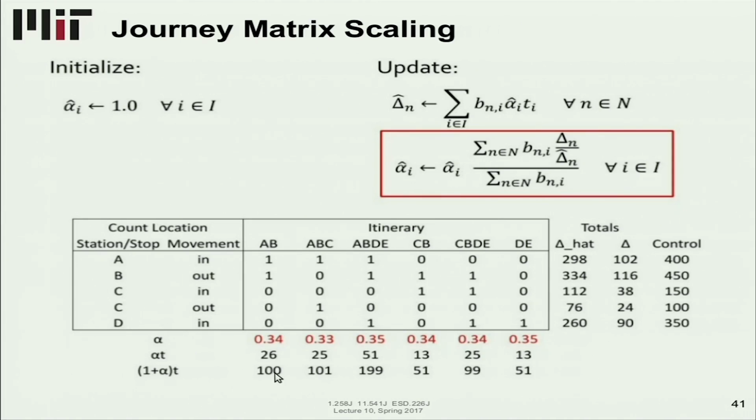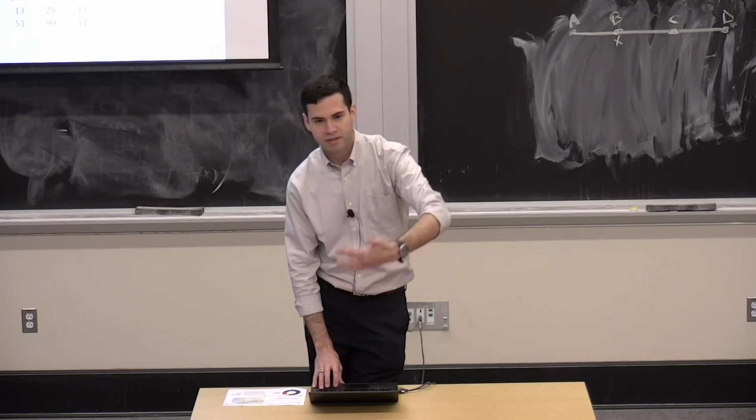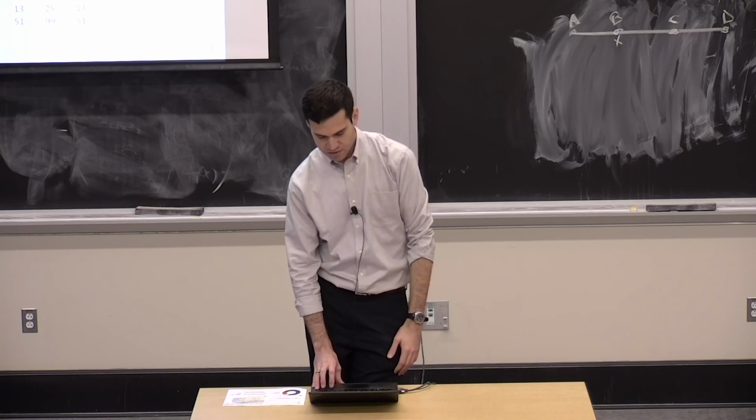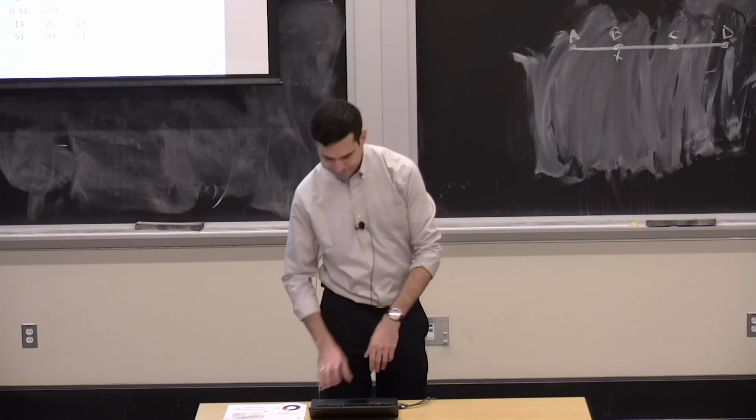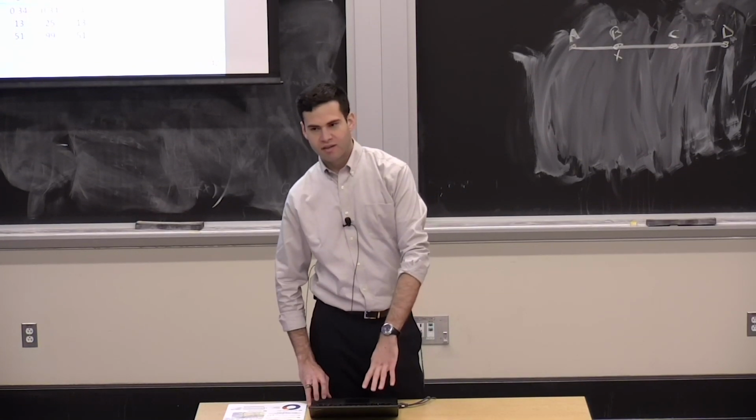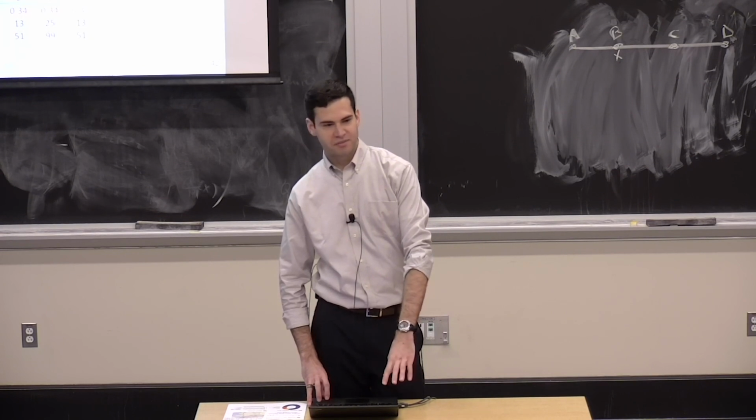But now you're not getting the demand that you expected. So you have to go back and cycle through again. You go back and forth, back and forth. You apply these 2 equations until you converge. Convergence in this case means that the delta hats will match the deltas that you measured, and that the alpha values are not changing much between iterations. Okay? So we haven't seen the proof that this converges.